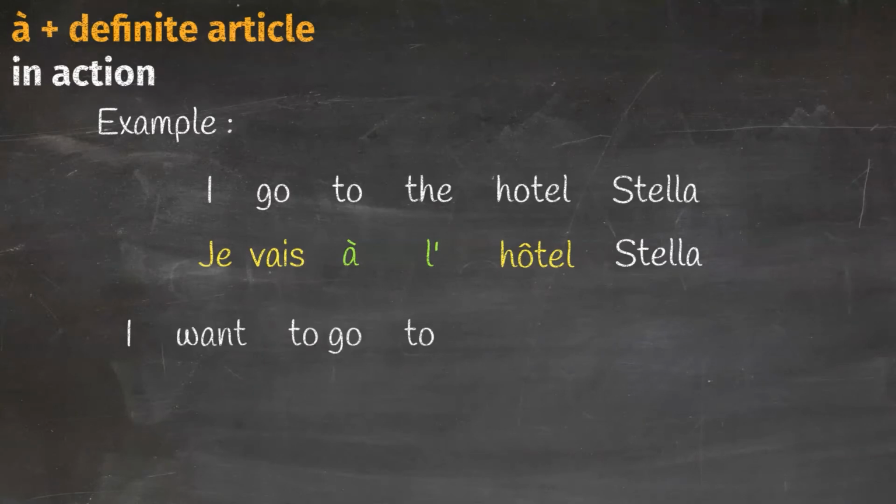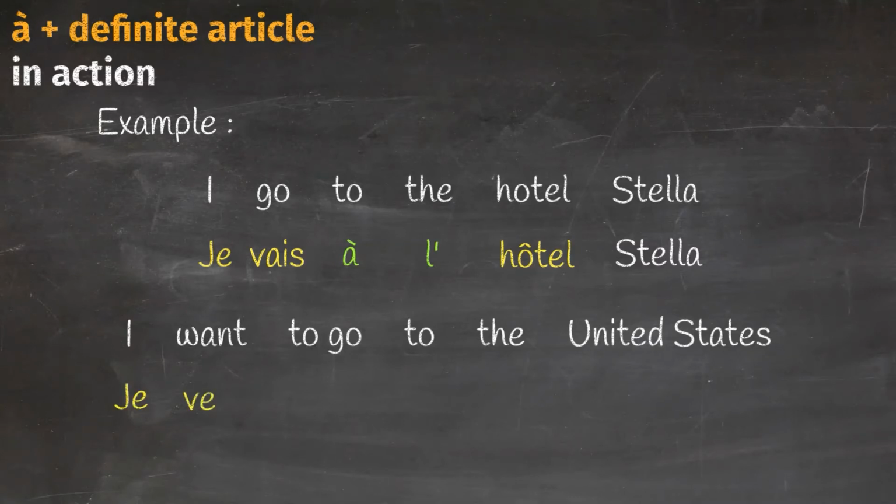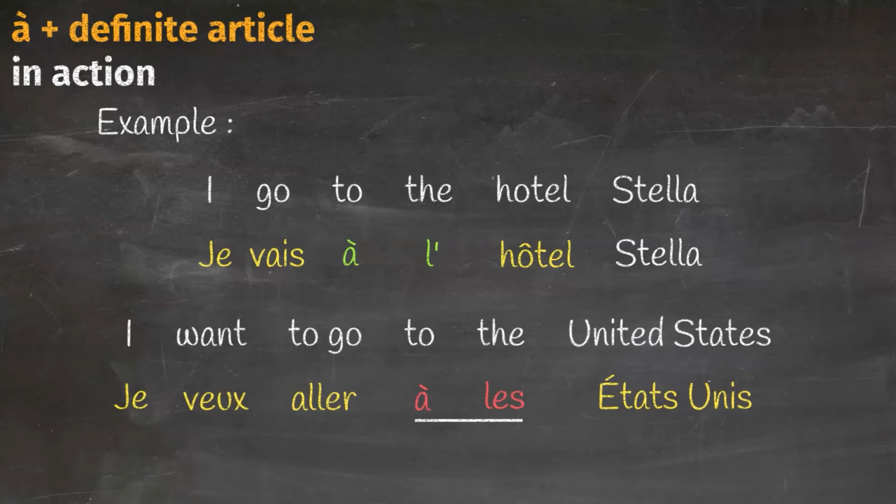And the last example. I want to say, I want to go to the United States. I, je. Want, veux. To go, aller. To, à. The, les. United States, États-Unis. Now I can see à plus le. And we do need a combination here. So the correct sentence is: Je veux aller aux États-Unis. Phenomenal!